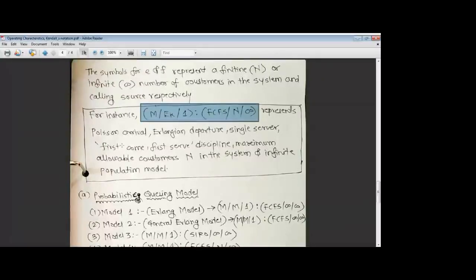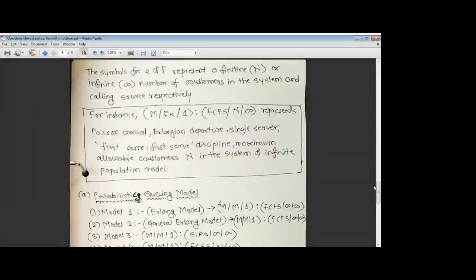What this suggests is that the Poisson arrival is there. Here M suggests that it is a Poisson arrival or a Markovian arrival. EK suggests that there is an Erlangian departure happening. One suggests that there is only a single server; if it is a multi-server, you will write 2, 3, 4, 5, but one represents a single server. FCFS represents that a first come first serve discipline is followed, N suggests that the maximum allowable number of customers in the system is N, and infinity suggests that you have an infinite source of population. So this is how the Kendall notation helps us write that particular model.